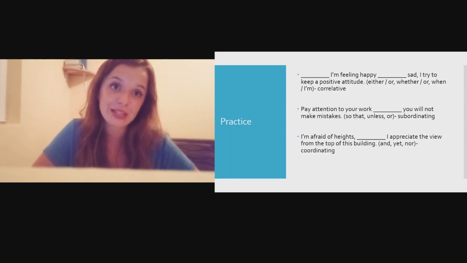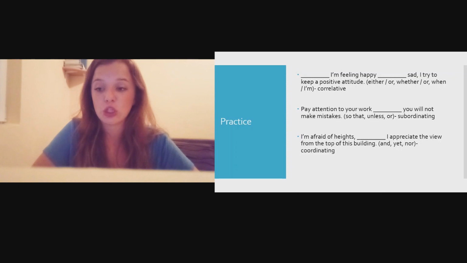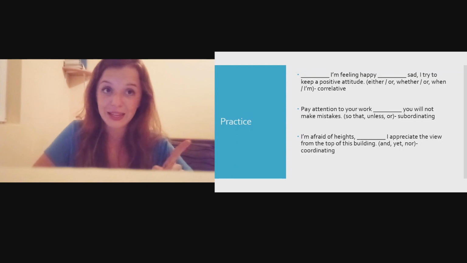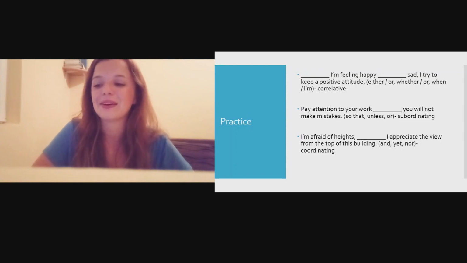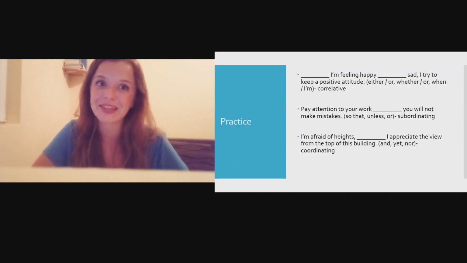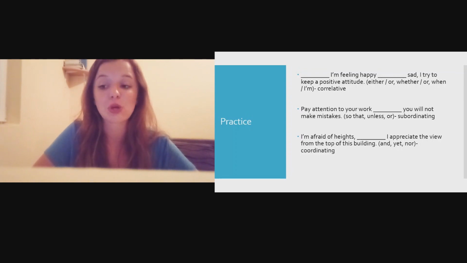Then we have subordinating phrases. Pay attention to your work. Blank, you will not make mistakes. So that, unless, or. You have you will not make mistakes. Pay attention to your work so that you will not make the mistakes, or so that you don't make mistakes, something like that. Pay attention, don't add or. It would be correct if you had pay attention to your work, or you will make, but you have you will not make mistakes. So that's why you better use so that.